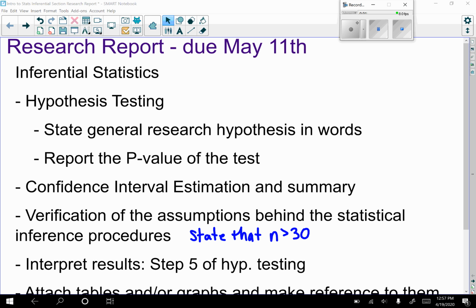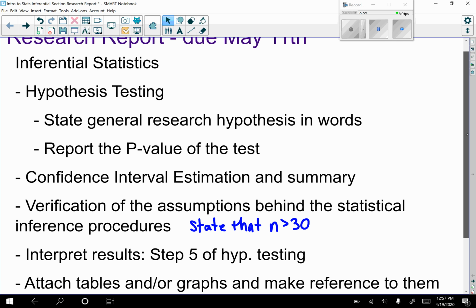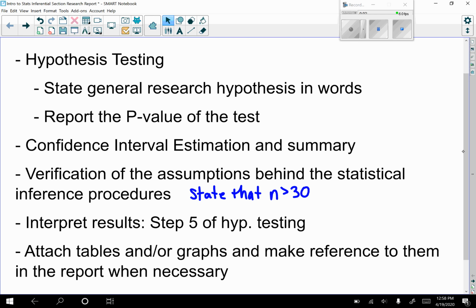Verification of the assumptions behind the statistical inference procedures. Everything that I'm going over here was on the handouts that I gave you. All that means is make sure you clearly state that your sample size was greater than 30. Interpret the results. So step 5, and you can put this in any order. You could put the confidence interval first and then go through your hypothesis test and put those results. So not only do I want to see the confidence interval estimation and the summary, also the summary to the hypothesis test. So interpret those results, which pretty much means include step 5 in this part of the report.